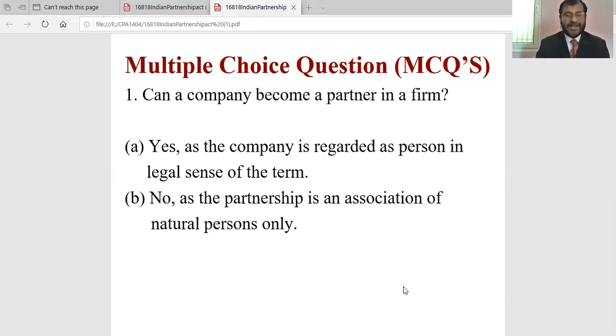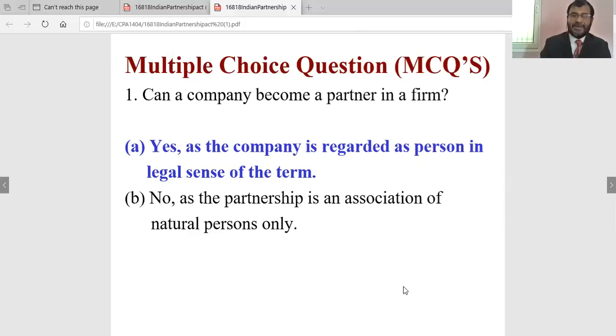One, can a company become a partner in a firm? There are two answers given. Any one of you can tell the right answer. First, let me read out. It is there on the screen. Yes, a company is regarded as a person in the legal sense of the firm. Second answer, no, as a partnership is an association of natural persons. Which is right? Yes, the first one is right. A company can very well be a partner.